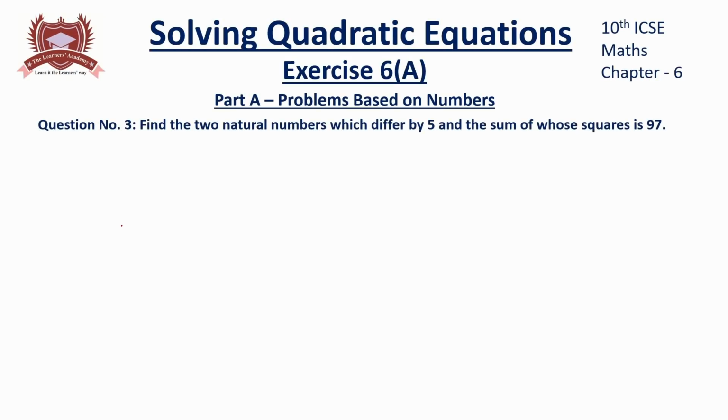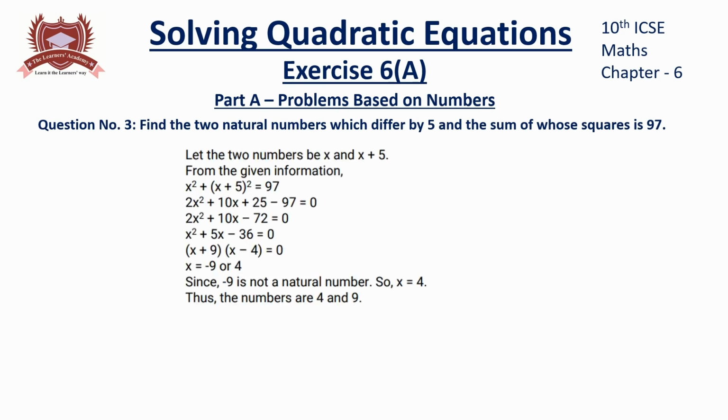Next we have question number 3. Find two natural numbers which differ by 5 and the sum of whose squares is equal to 95. The majority of the questions will come like this, where either the sum or the difference is given, and then the sum of the squares is given. So generally the sum of the squares is given. So the algorithm is exactly the same.